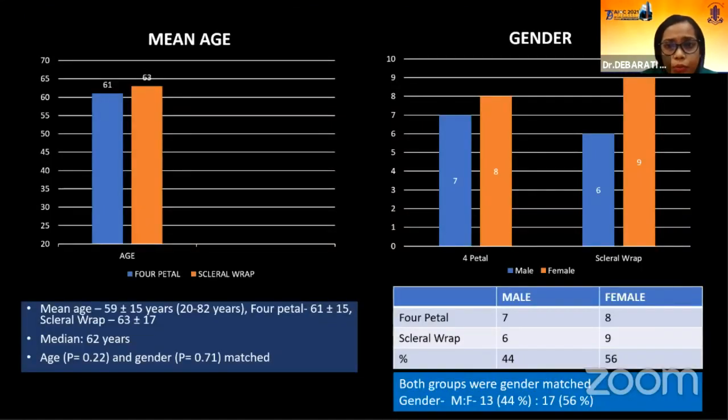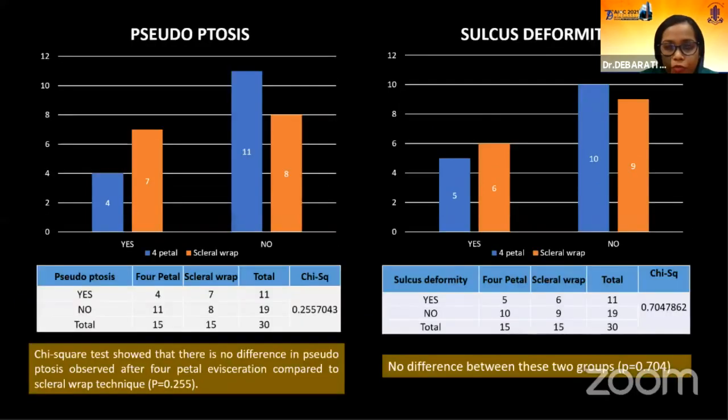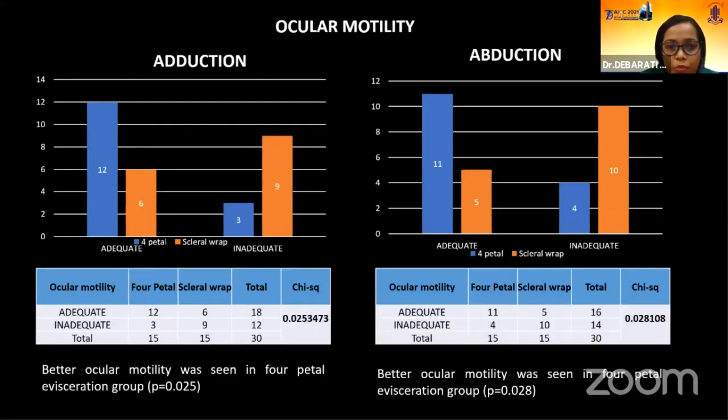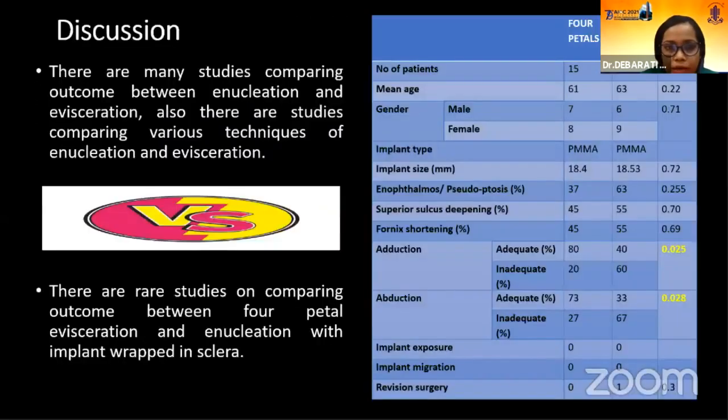Now, both the groups are age and gender matched. There are 56% female and 44% male. There is no difference in ptosis or enophthalmos or sulcus deformity between the two groups. And there is also no difference between implant size and fornix shortening between the two groups. However, there is significant difference in horizontal ocular motility between the two groups. Adduction was adequate in 12 four petal eyes and abduction was better in 11 four petal eyes.